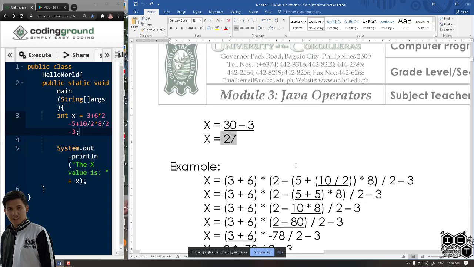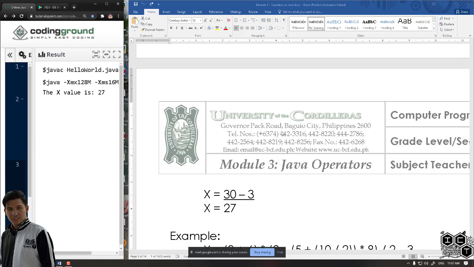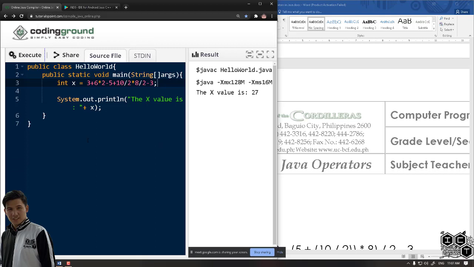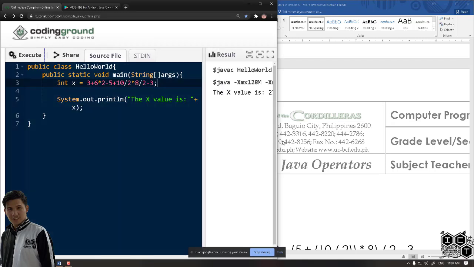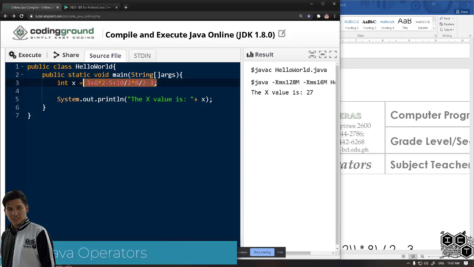Okay? That is actually an example without using any particular grouping symbols na tinatawag natin. Yung parenthesis, curly braces, and brackets. Now, let's try to check the code here na ginawa natin kanina. Tignan nyo. Diba? Same equation. X is equal to this particular value or equation here. Tapos, we printed out the value of X. Ano lumabas? 27. That's how Java programming works.